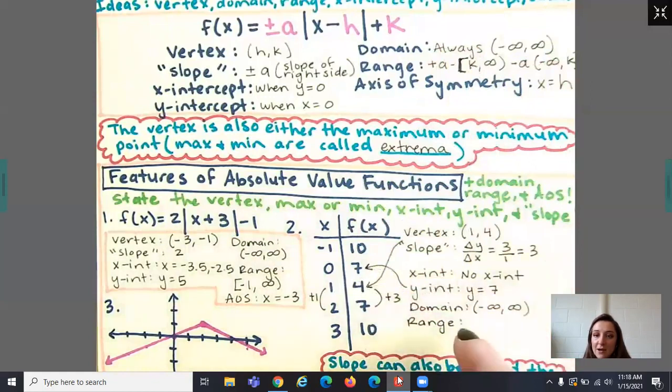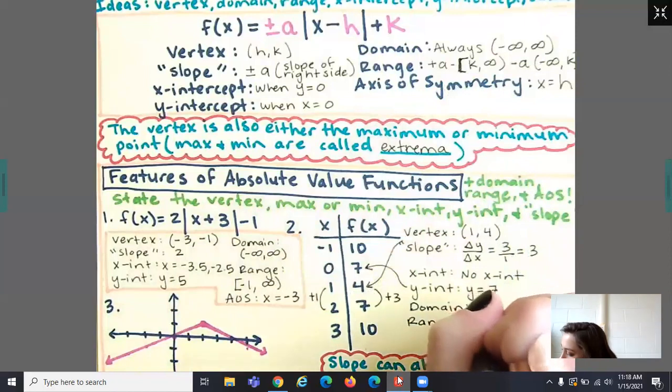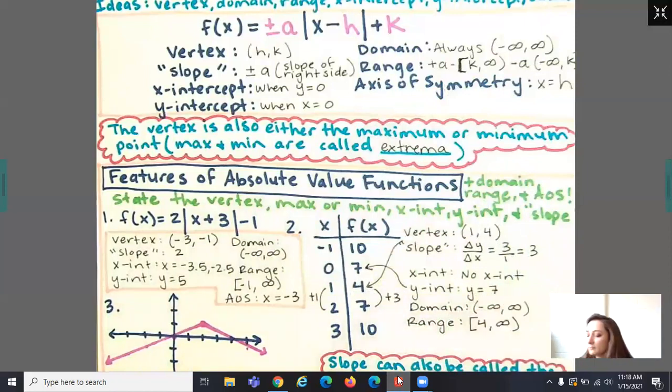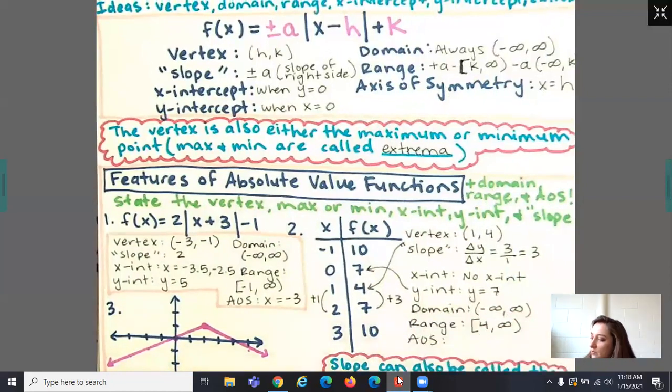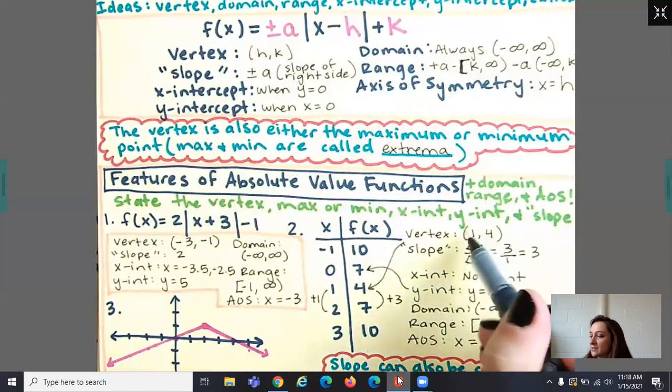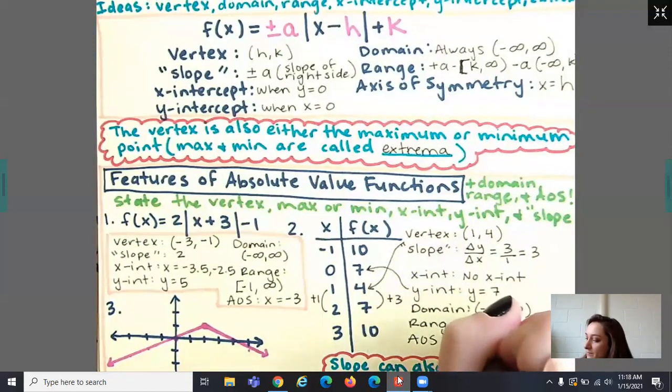Or you could say, whenever we're looking at the bigger x values, these were increasing. So that means that was our positive a value right here. Okay, so we're going to be going from k to infinity. So our k value was the y value of the vertex, which is right here. So this is going to be from 4 to infinity. Okay, and then our axis of symmetry, which we're going to label AOS, is going to be our h value. So this is going to be x equals h, which is the x value of the vertex. So since the x value of the vertex is 1, that means the axis of symmetry is going to be x equals 1.